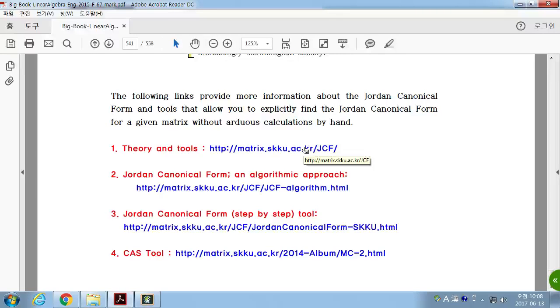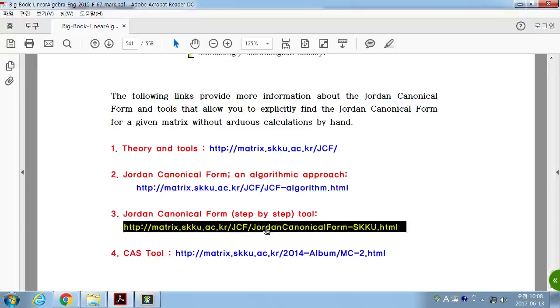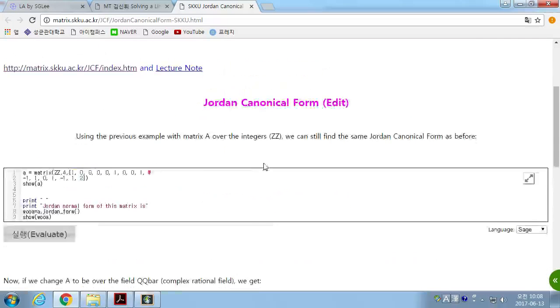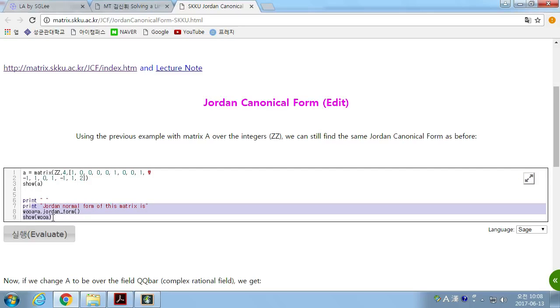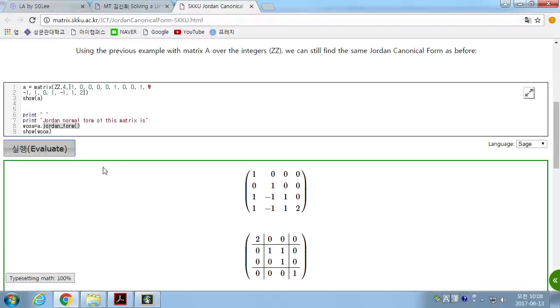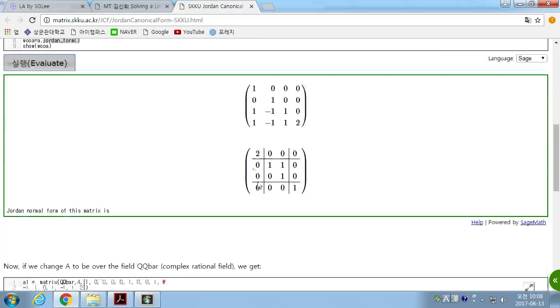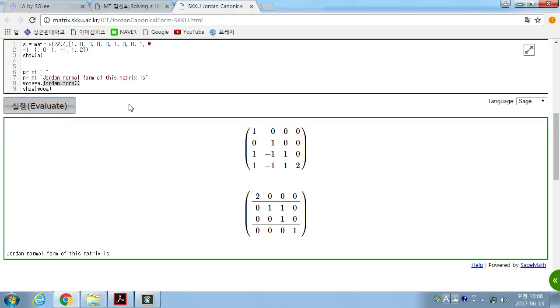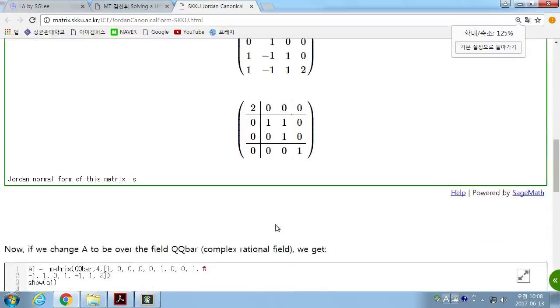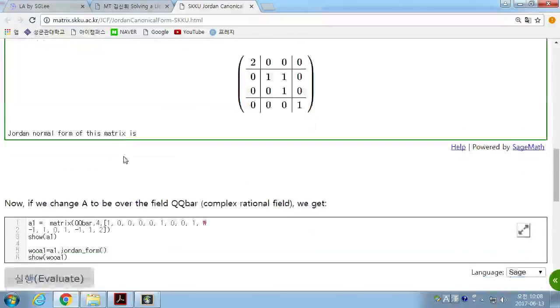Okay, here is the Jordan canonical form by computer. For example, we define a matrix A like this, and then the Jordan canonical form can be found by this command. Suppose we have a 4 by 4 matrix, then this command gives you the Jordan canonical form like this. This is a Jordan canonical form. So this is an easy way to do it.